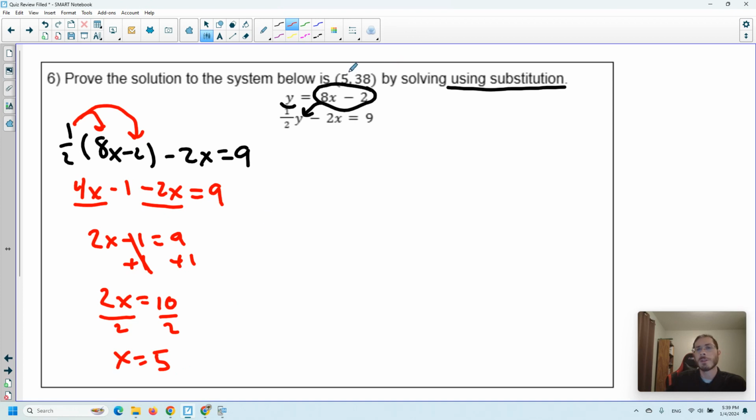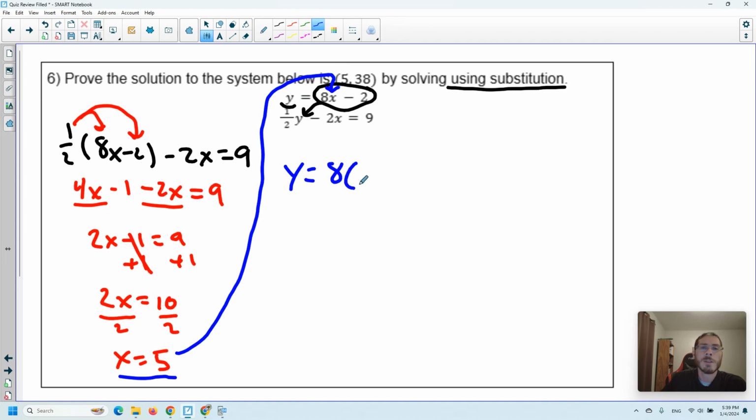All right, well, that's good because that's what we want to get. So far, it seems like we got pretty good moves here. So we're going to take the 5, and what we're going to do is plug it in now for the x. Now, I could choose either equation. The reason I'm going to choose the top one is because y is already by itself. So it makes a little bit more sense to do that because it's less work. So I'm going to put 5 in for the x, minus 2, y equals 40 minus 2, y equals 38.